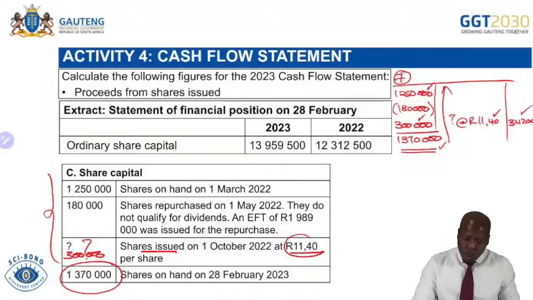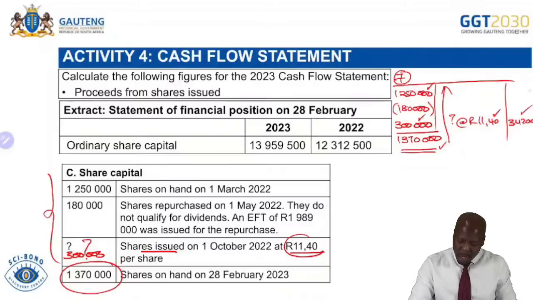Then the next one would be to use the rand values. We are simply saying how much we were having here at the beginning. Here at the beginning, remember, we had 12,312,500. That is what we had at the beginning. And here at the end, we are having 13,959,500. Okay?